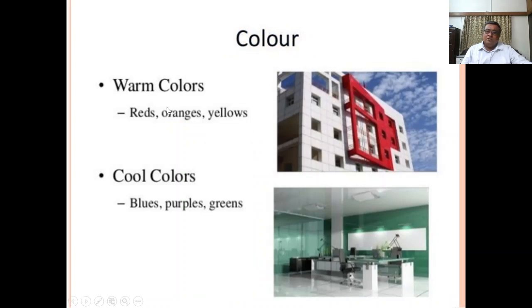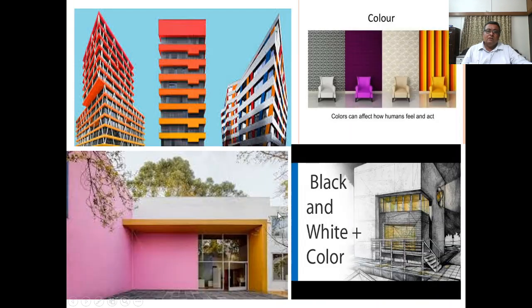Now, different types of colors: warm colors are reds, oranges and yellows. Cool colors are blues, purples and greens. So here we can see the effect of color on different structures. Here we can see different types of chairs placed in different colors.